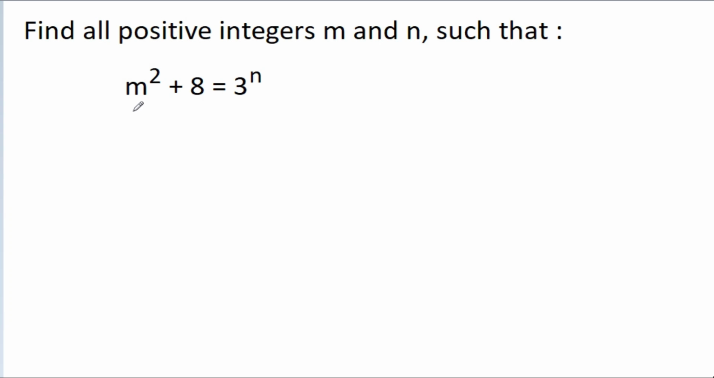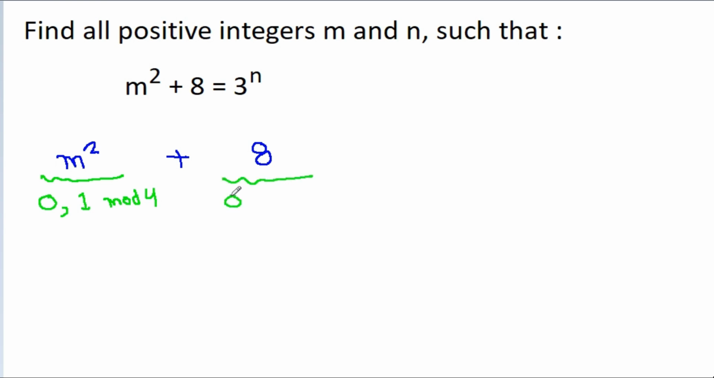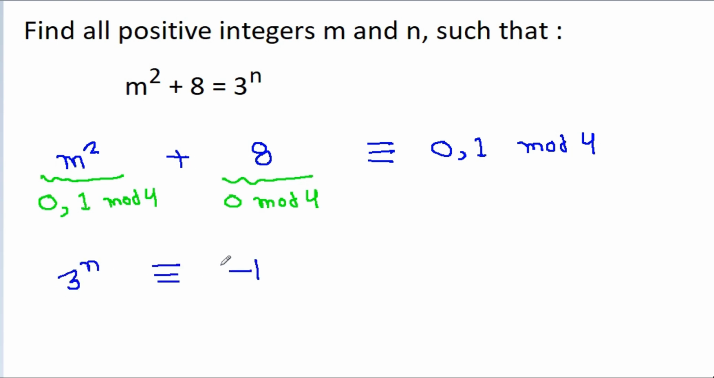In this video, we are given that m square plus 8 is equal to 3 power n, and we have to find all positive integers m and n. So we have m square plus 8, and m square is 0 or 1 mod 4, and 8 is 0 mod 4. So m square plus 8 will be congruent to 0 or 1 mod 4, and 3 power n is congruent to minus 1 power n, that is congruent to minus 1 or 1 mod 4.